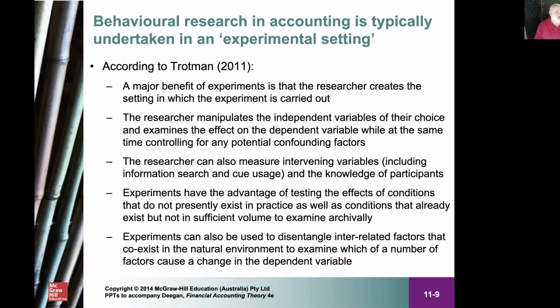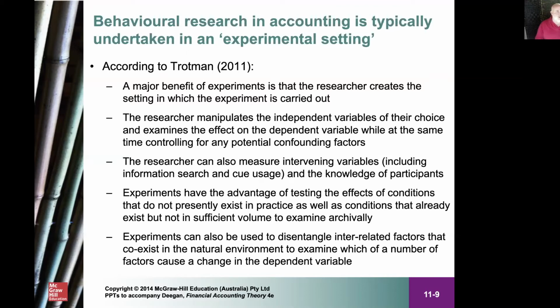Going through all this, okay, the researcher can also measure intervening variables, the knowledge of the participants, and experiments have the advantage of testing the effect of conditions that may not exist in practice, okay, or a situation where something's happened in the past, but we don't have enough evidence to be able to come up with some solid analysis. So we try to recreate that event from the past, okay?